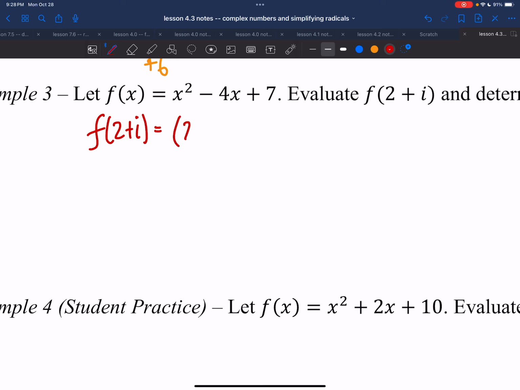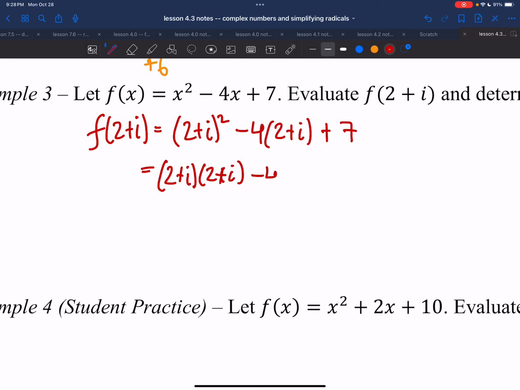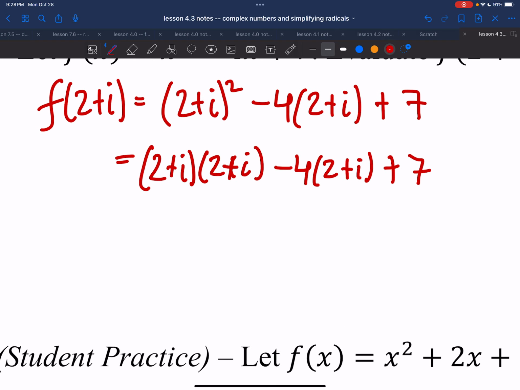So then I say it's (2 plus i) squared, minus 4 times (2 plus i), plus 7, okay? All we're going to do is say, if the number is going to be complex, it's got to be written as a plus bi, so we're just going to expand this and combine like terms. So (2 plus i) squared is (2 plus i) times itself, minus 4 times (2 plus i), plus 7. If you want to take a moment, maybe you would like to draw the box for your distributions, but I'm just going to go ahead and multiply.